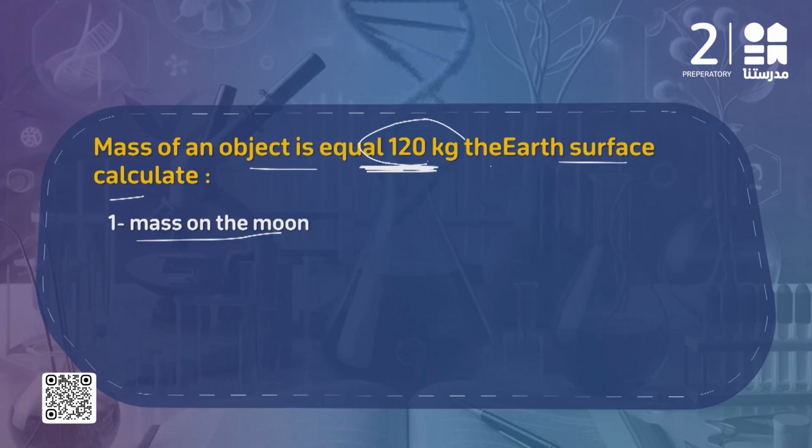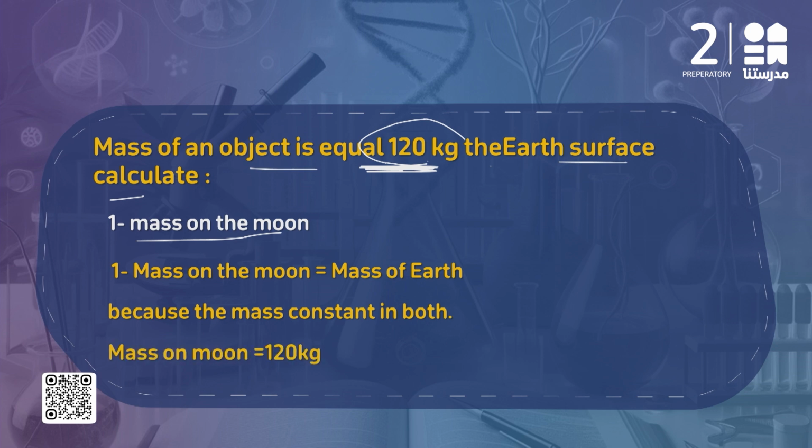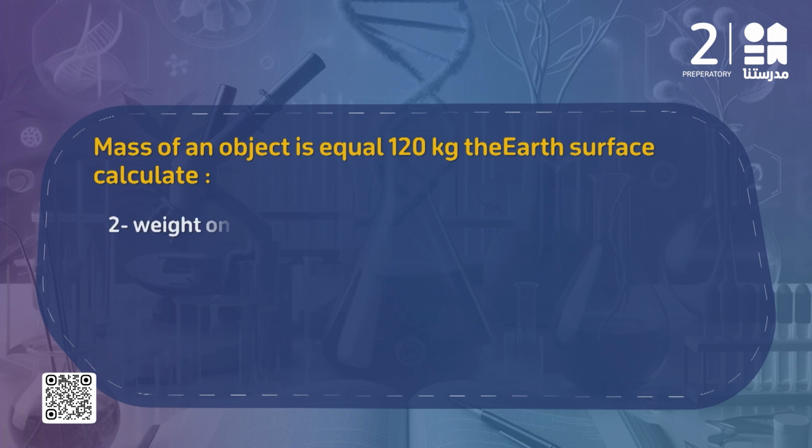On the surface of the moon, on the surface of the earth, on the top of the mountain, down deeper into the ground, it stays the same. لأن هي constant value. يبقى أول حاجة أنا عايز أحسب الماس on the surface of the moon, so it stays the same. يبقى الماس on the moon is equal to the mass on the surface of the earth, which is equal to 120 kilograms. هنا بقى بيقول لي إيه؟ calculate the weight on the earth.